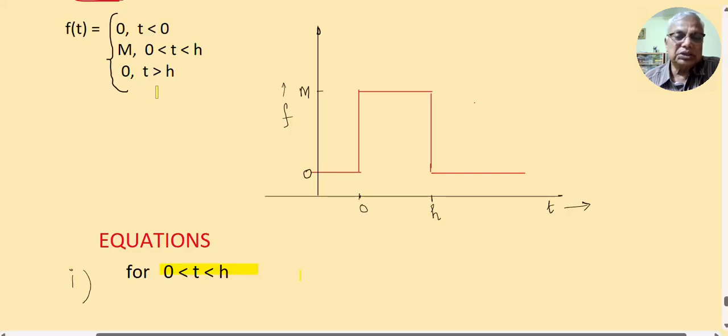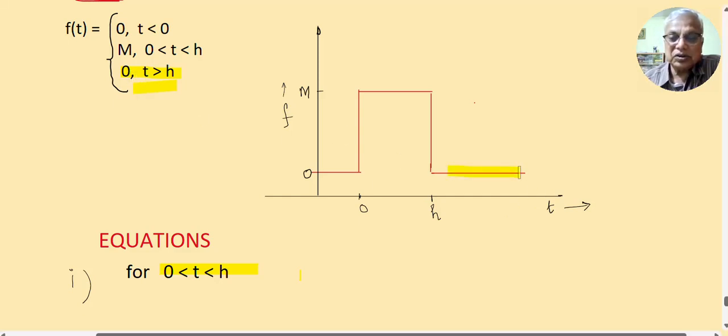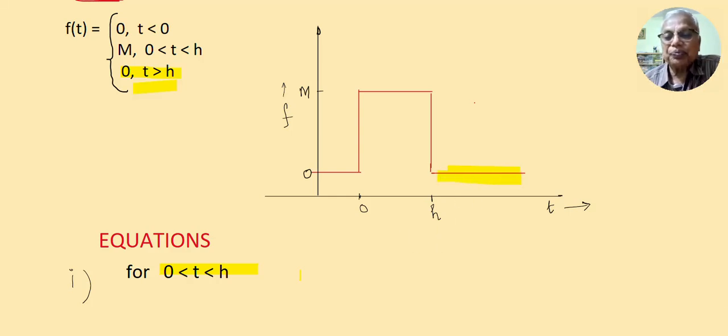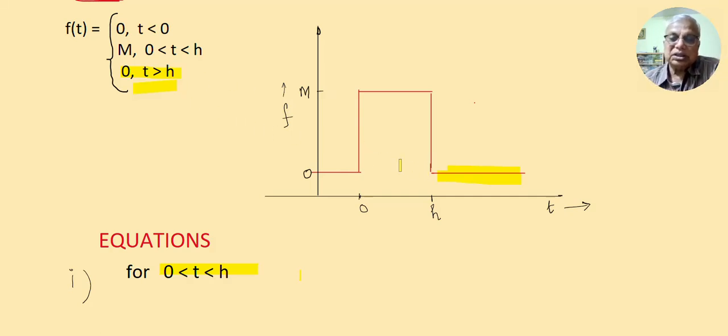Now we require an equation for the period t greater than h. Even though the numerical value is 0 for t greater than h, we need an equation which is going to give us the effect of, or the history of, this function, because the function is not 0 forever. The function has undergone two changes.